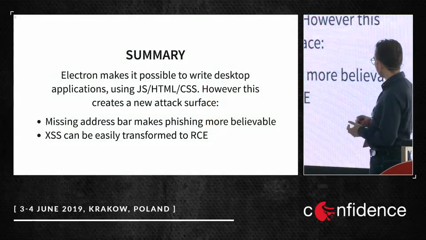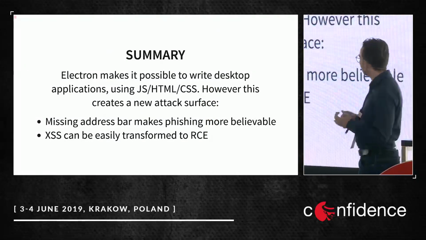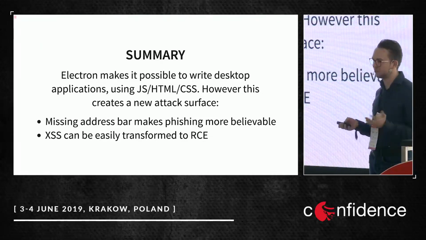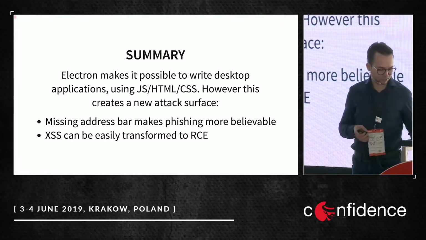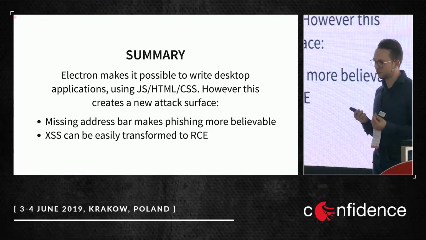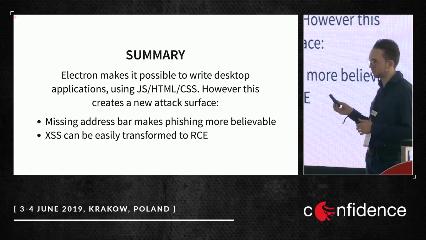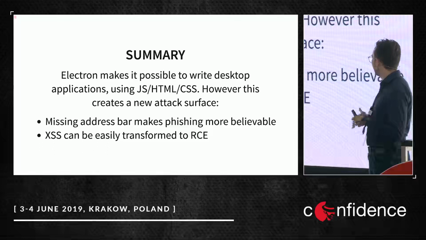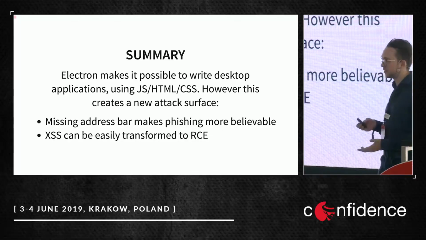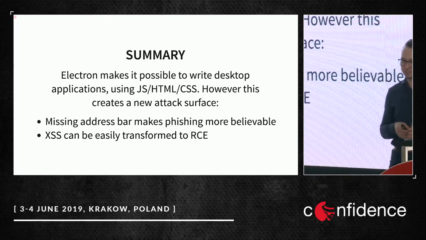So as you can see, Electron is pretty popular because it makes it possible to write desktop applications using the same technologies that we use in web. So HTML, JavaScript, and CSS. However, this creates a new attack surface. Because of the missing address bar, we are able to make phishing much more believable. And also, cross-site scripting in many ways could be easily transformed to remote code execution.